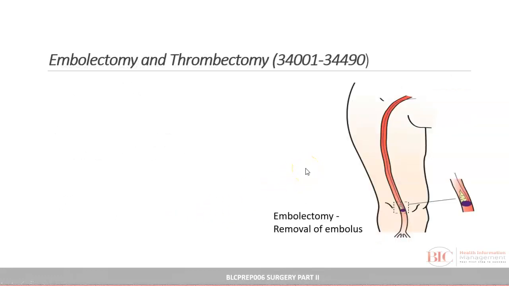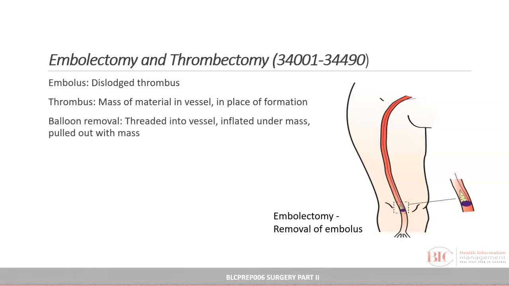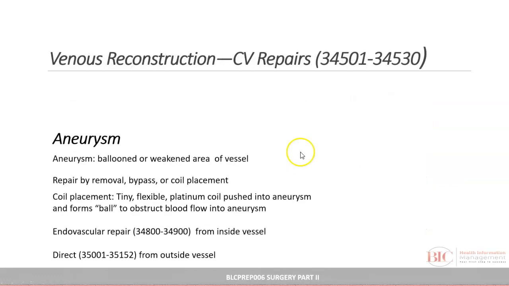Embolectomies and thrombectomies, your range of codes are going to be 34001 to 34490. An embolus is a dislodged thrombus. A thrombus is a mass of material in a vessel in place of formation. It can be removed by balloon method, where the balloon is threaded into the vessel, inflated under the mass, and then pulled out with the mass.